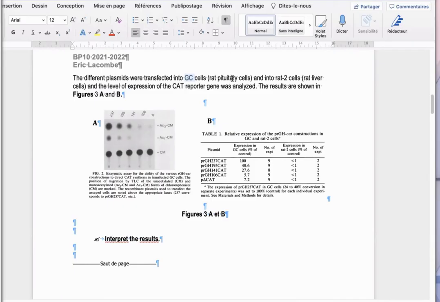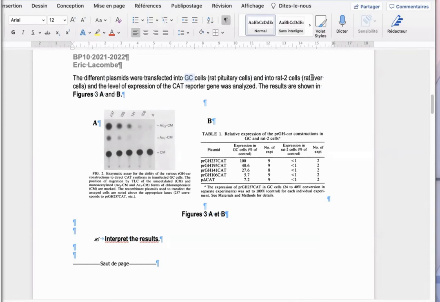So this is a cell culture of pituitary cells. Okay. So in this type of cells, the GH promoter should be active because GH is active in pituitary. And the second cell type they use is called RAT2. This is a cell culture from a specific strain of cells coming from liver.